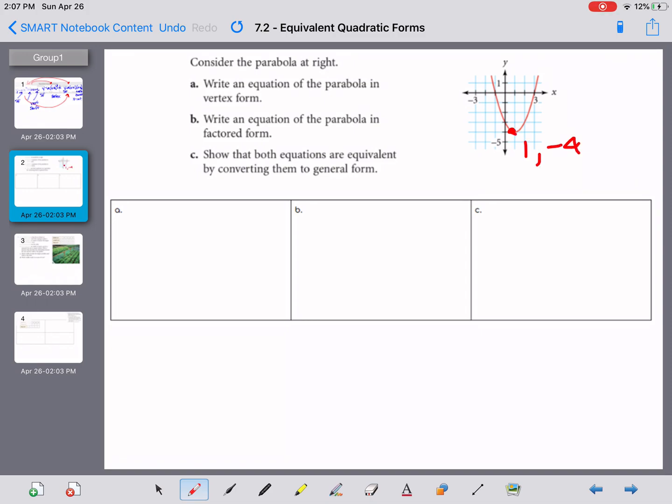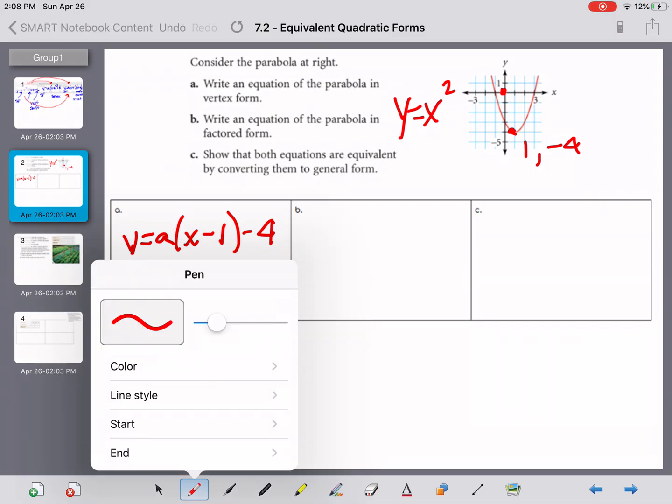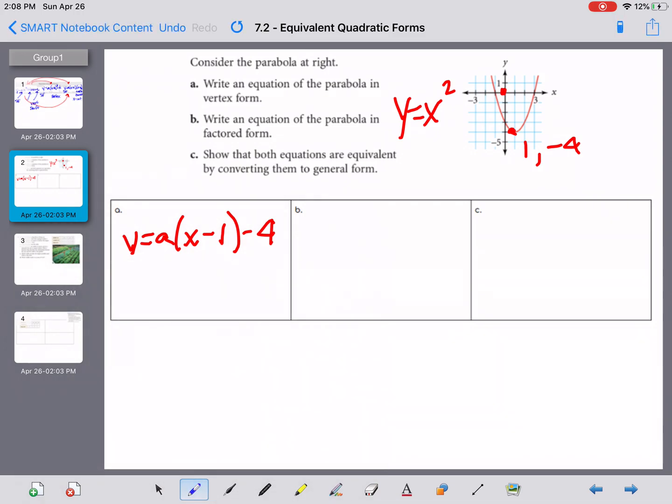So that should give me enough for the vertex form, where I go y equals a, don't forget about that, (x minus h) squared. Remember, I'm doing the inverse of that, so that'd be minus 1, and then minus 4. Now, a big question is how do we figure out what that scale factor is? Well, if we look at the parent function, y equals x squared, remember there's a commonality: if I start at the vertex, it goes over 1, up 1, and then over 2, up 4.